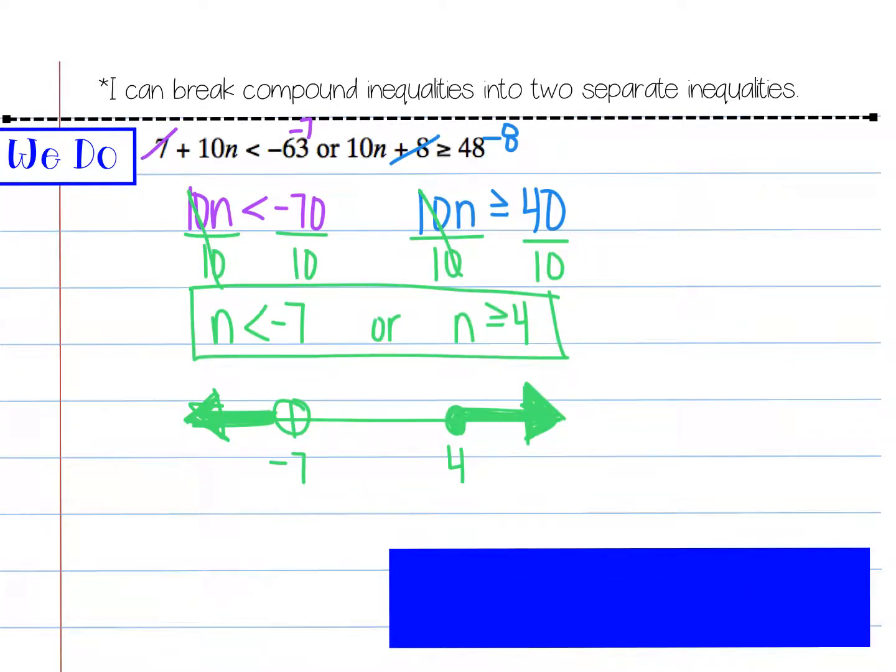And for this one, hopefully you were able to see that n is less than -7, or it is greater than 4. So there are my solution sets. With an or, remember, it just has to make one of the inequalities true.